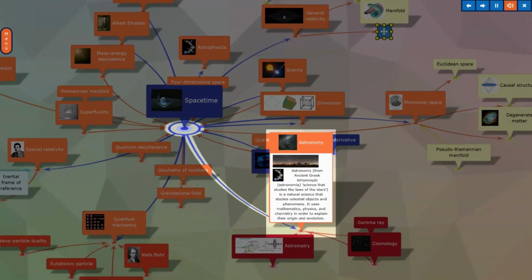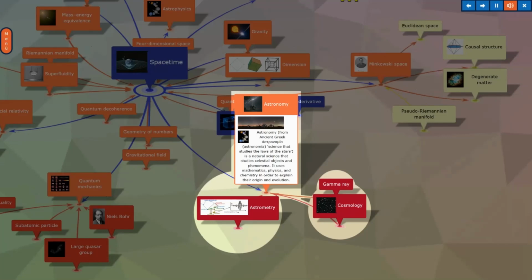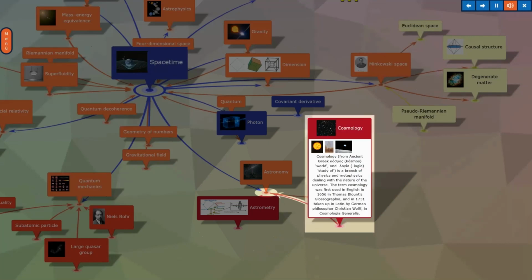Astronomy. Astronomy, from ancient Greek astronomia, science that studies the laws of the stars, is a natural science that studies celestial objects and phenomena. It uses mathematics, physics, and chemistry in order to explain their origin and evolution. The topic astronomy in overview. Gamma ray. A gamma ray, also known as gamma radiation, symbol gamma.